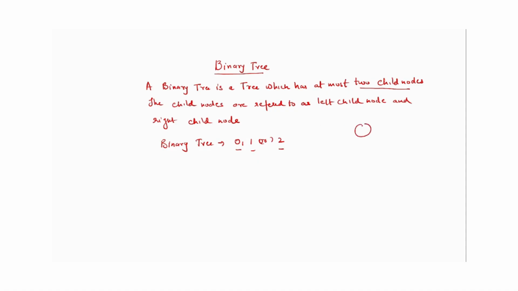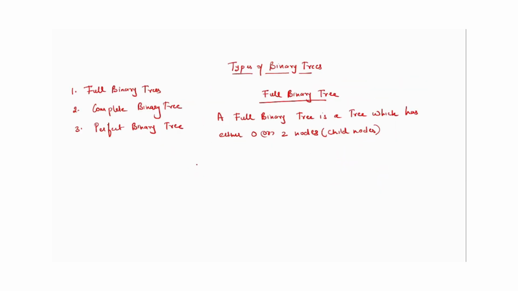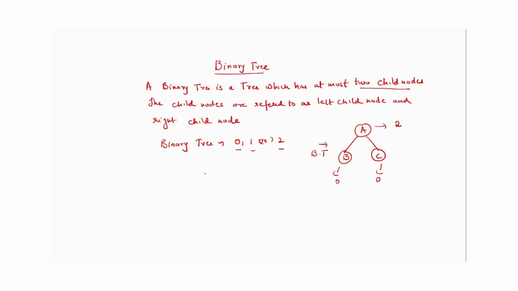For example, if this is A, then the left child node is B and the right child node is C. So A has two child nodes, whereas B has 0 child nodes and C has 0 child nodes. Therefore, this tree is a binary tree, right? For example, let us see here itself where A is a binary tree. Why? Because A has 0 child nodes.